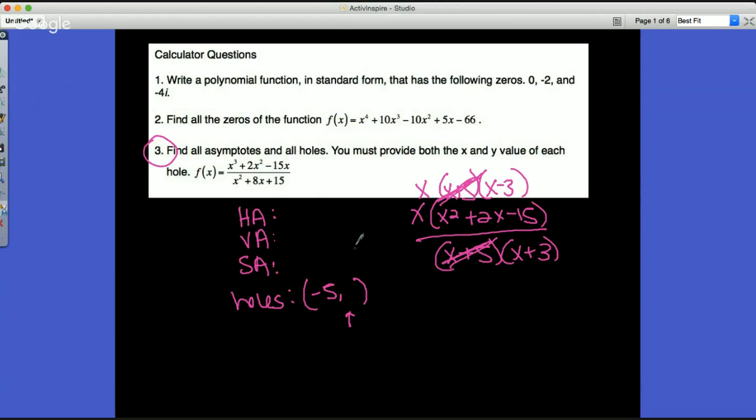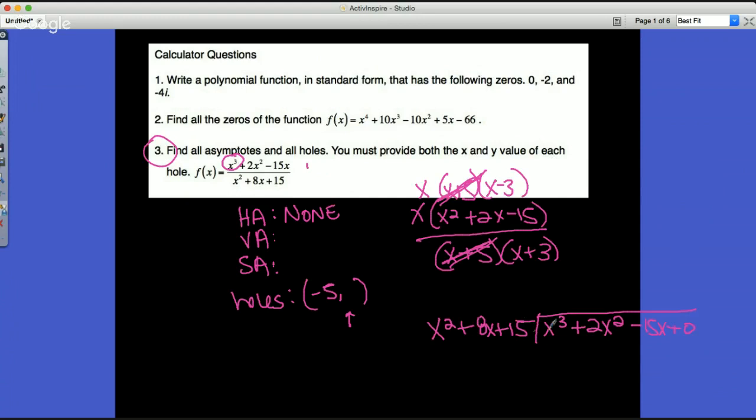So now we look at it and see, can we have an HA? Well, we notice the degree is higher on the top than the bottom, so we can't have an HA. So we open up our eyes to see, can we have a slant? And since it's 1 degree higher on the top than the bottom, we know that the slant asymptote can occur. So what I do is I take the top down and divide it by the bottom. Make sure we put that plus 0 there. That's important. All right, so we're good.